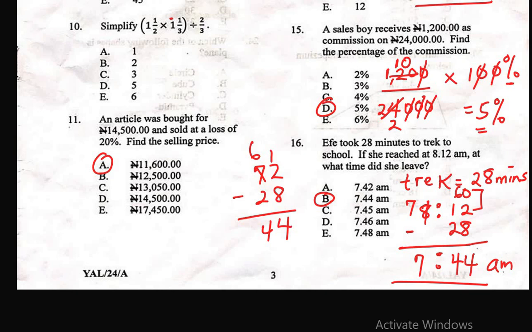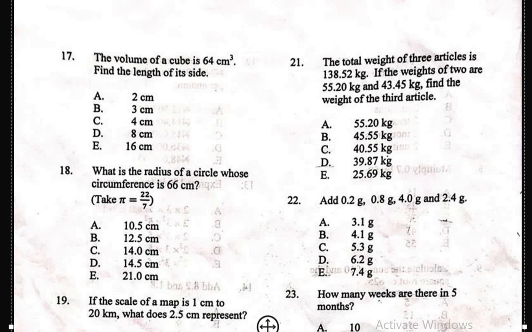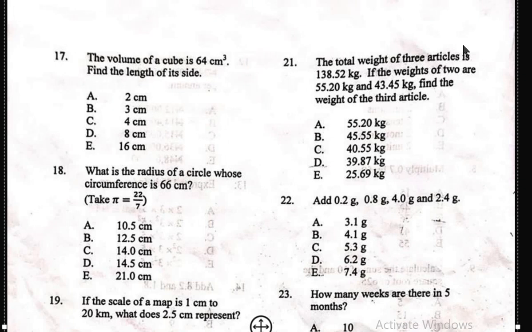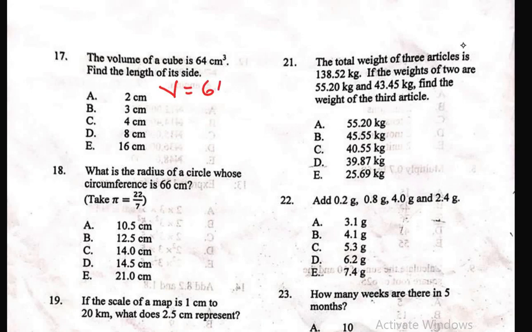We are done with paper 3. We'll be looking at the next paper as we look at question 17. This question 17 says, the volume of a cube has been given, volume is 64 centimeter cube. Find the length of each side.